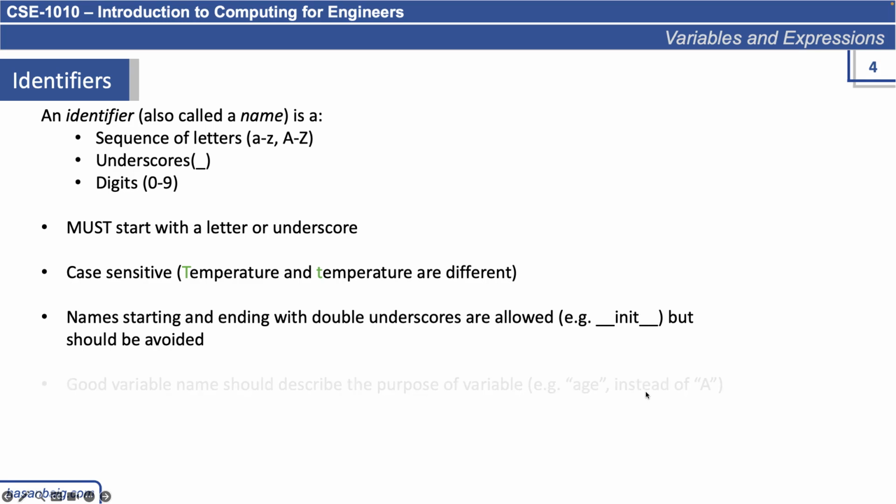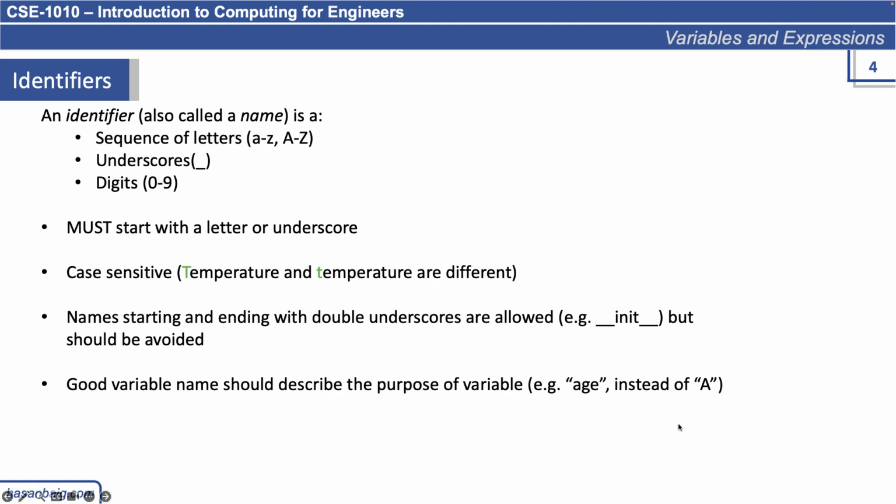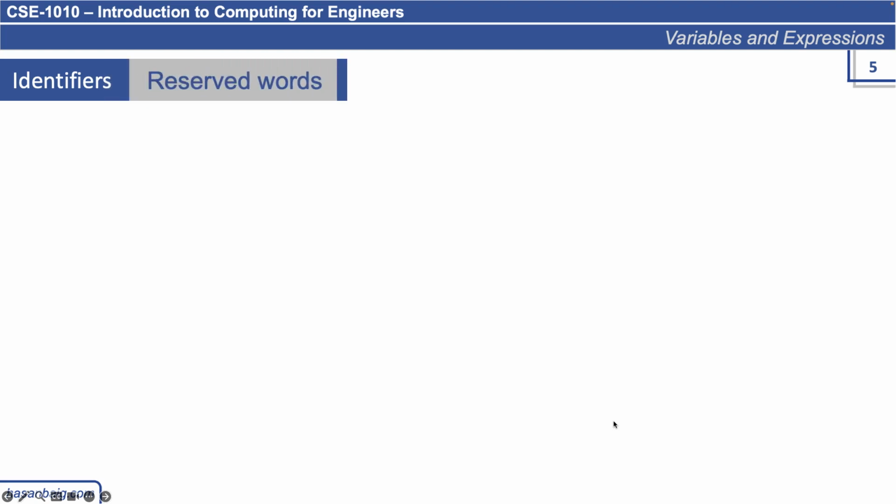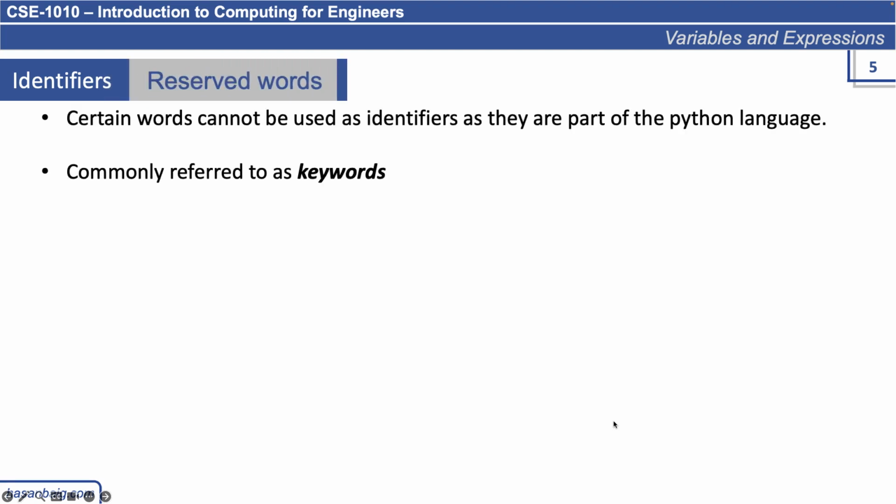Next thing is that good variable names should be meaningful. It should describe the purpose of the variable. So instead of having a variable a containing the value of age, we should define it completely, let's say age. So there are some reserved words which we should not be using and we cannot use actually.